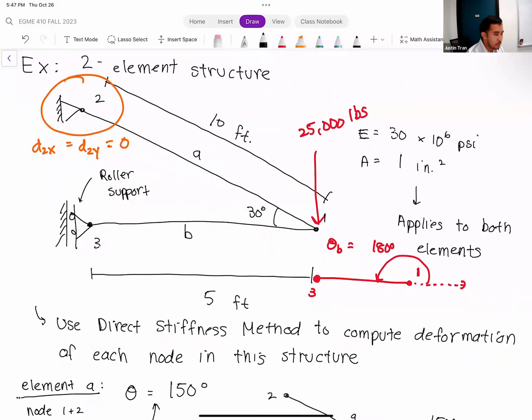If you look at our geometry here, it looks kind of strange, right? What we know from pin supports is that even though they prevent X and Y translation, you can still have rotation at that node. Whereas this bottom node right here, we're only constraining the X direction, but the Y direction is free.